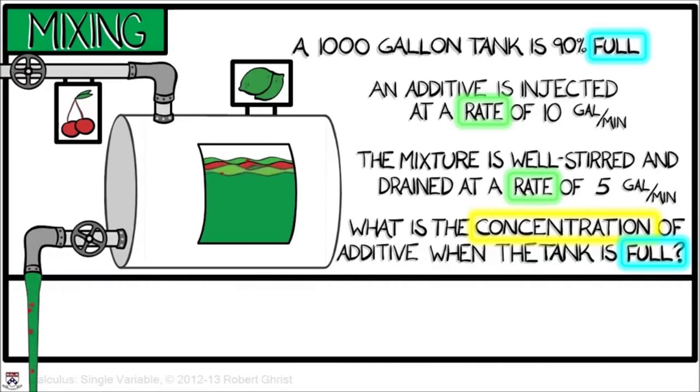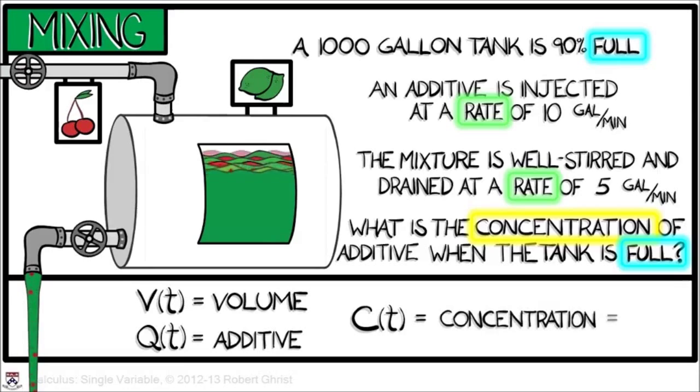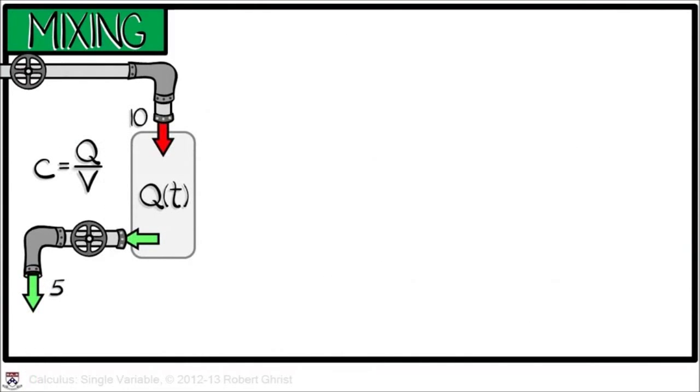Let's set a few variables. First of all, V as a function of t is our volume. Next comes Q of t. That's the quantity of the additive that is put into the tank. So that when we talk about the concentration, C of t, that is simply Q of t over V of t. Let's derive the differential equation and then solve it.